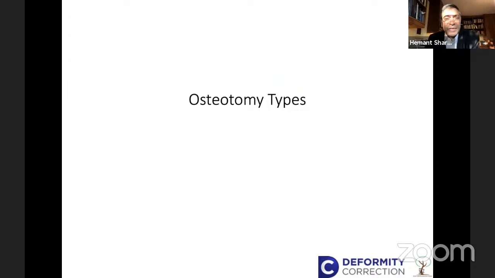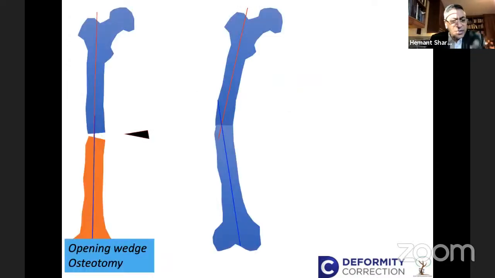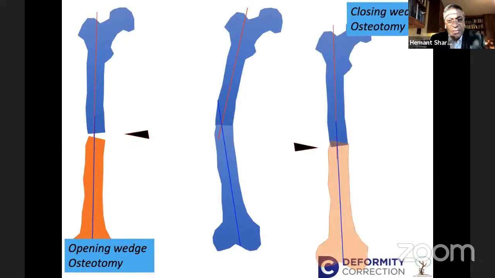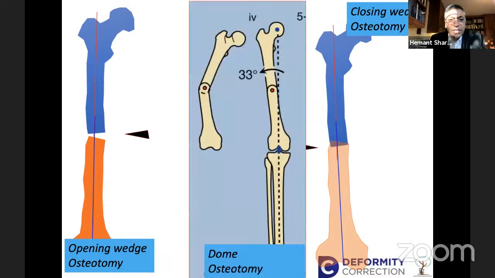How many osteotomy types do we do? So you all know about it. It's an opening wedge osteotomy. You can have a closing wedge osteotomy, or you can have a dome osteotomy, which is my preferred method because of the bony contact. If the translations are not too much, the small amount of translation happens automatically. That is a type 2 osteotomy.